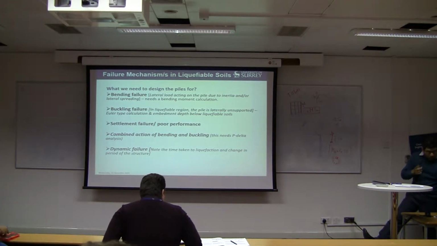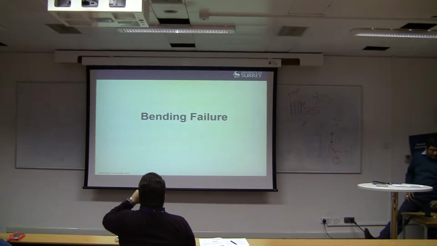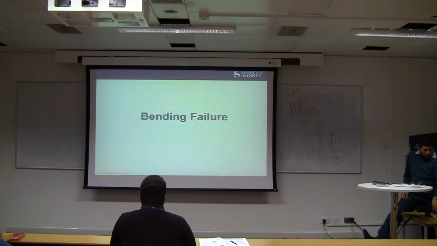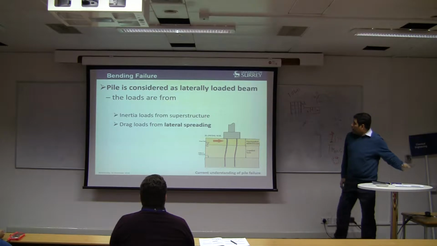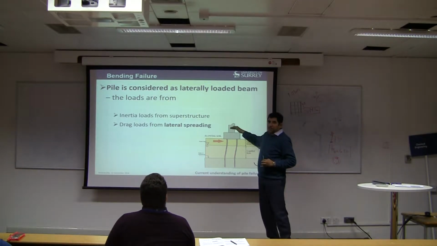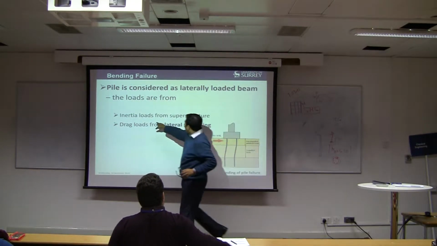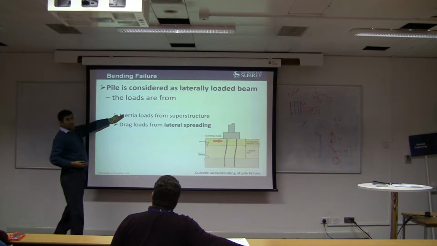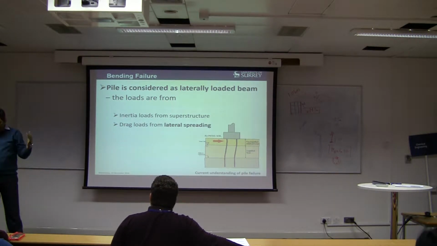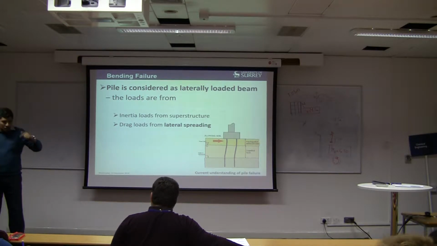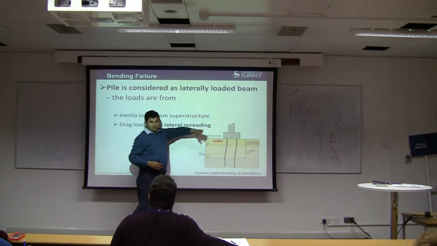So now we're going to different failure modes. First is the bending failure. Bending failure is basically you can have the inertial load from the structure. This you can get from the response spectrum method. You then get the inertial load, then you find out the load on each pile. That will give you the inertial load on the pile head.